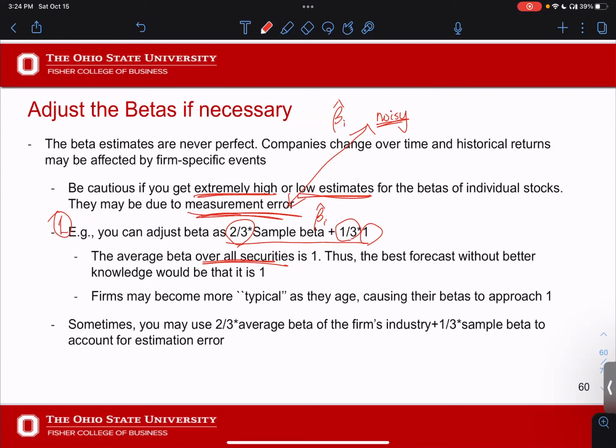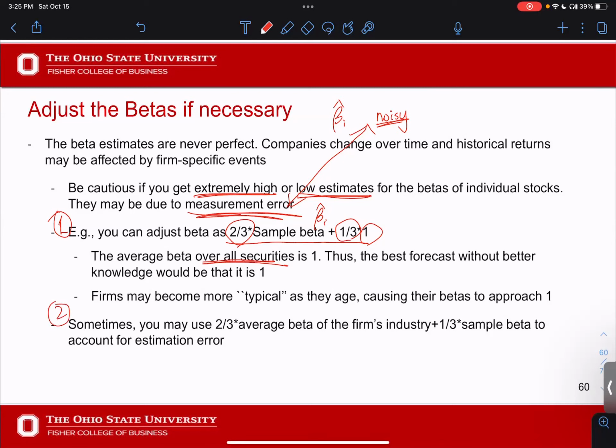And of course, how to choose this 2/3 or 1/3 is also very hard. It might need a lot of institutional knowledge, or some special assumptions. But that's one idea, that you can balance between your estimate from the sample and the market as a benchmark. That's the first way to do that.